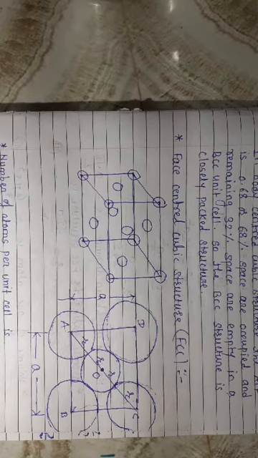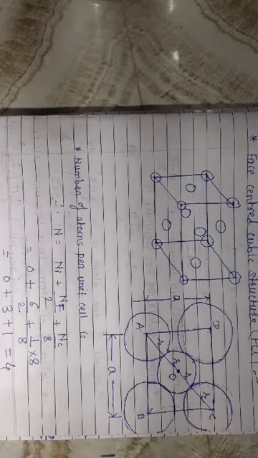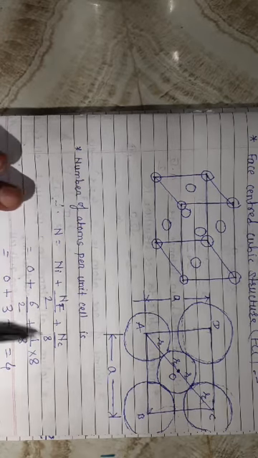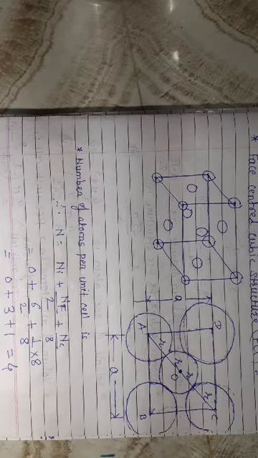And the number of atoms per unit cell, meaning how many atoms form this face-centered unit cell, is 4. That means 4 lattice points. Using this formula, we find that there are 4 atoms or 4 lattice points forming an FCC unit cell. Meaning the number of atoms per unit cell is 4 for face-centered cubic structures.